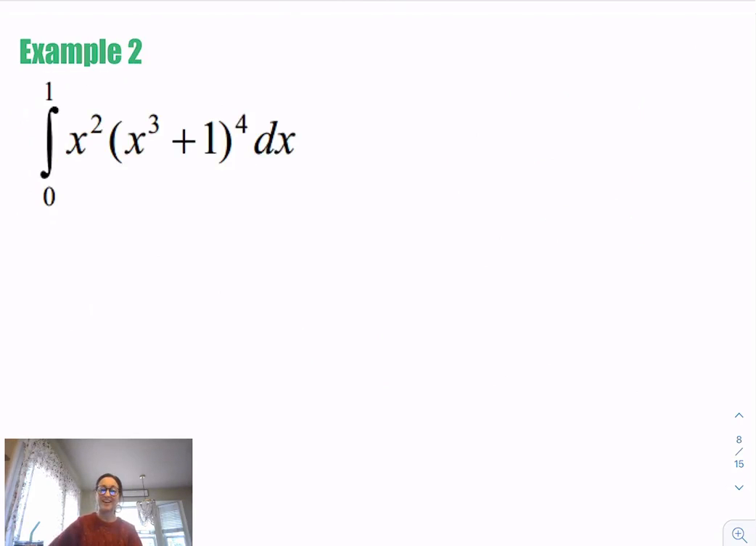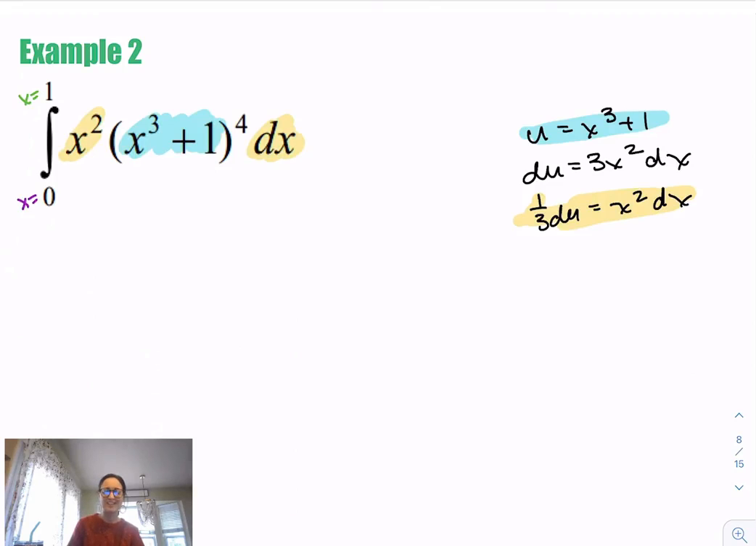First, pause on your screen, go ahead and copy example 2 for me, and then also go ahead and identify u and du. All right, so I'm letting u be x cubed plus 1, meaning du will be 3x squared dx, but I just wanted the x squared dx part, so I multiply both sides by 1/3 there. All right, now I see a definite integral, so I need to make sure that I also change my limits of integration because right now 0 and 1 are x values. I need to make them u values.